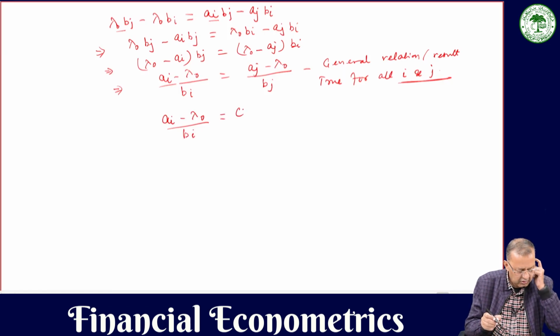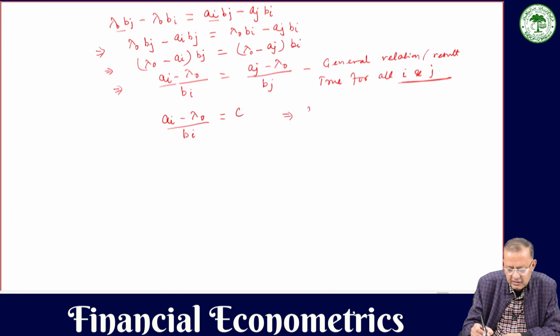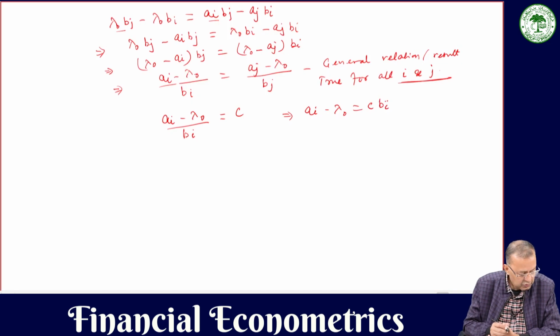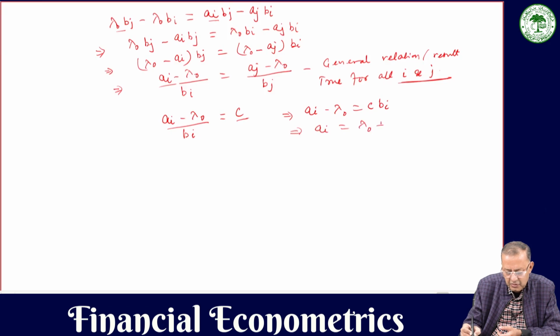This is equal to C. So from here we can say AI minus lambda 0 is equal to C into BI. Now what do we find from here? This AI is equal to lambda 0 plus C into BI.